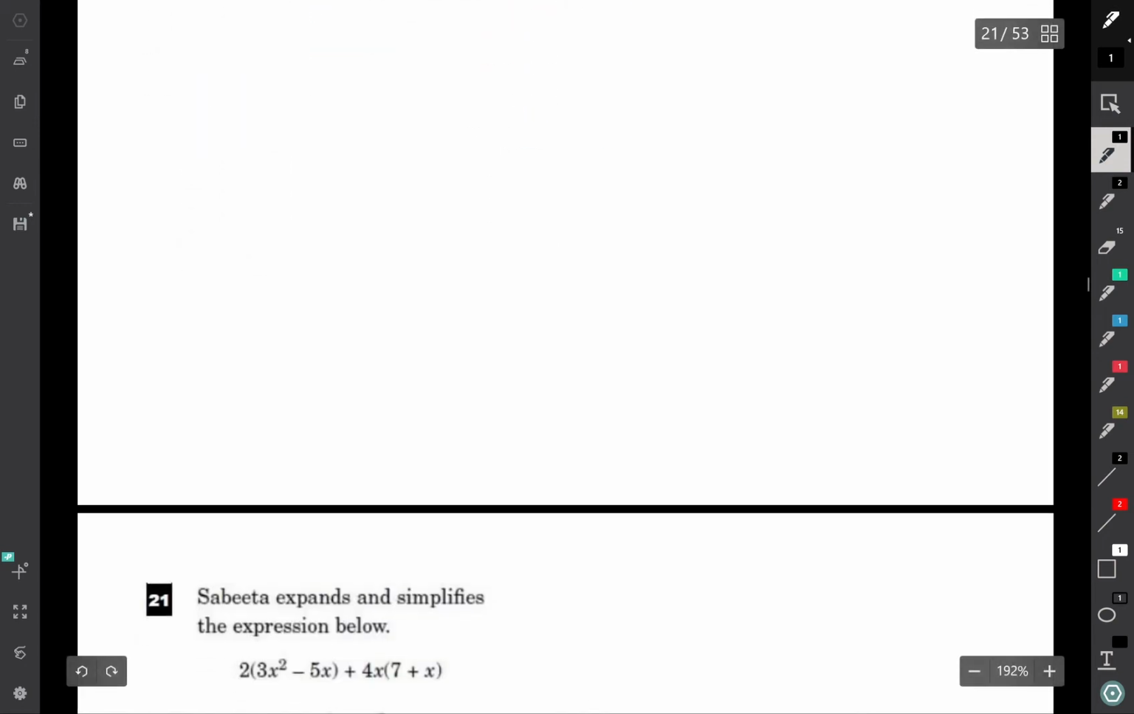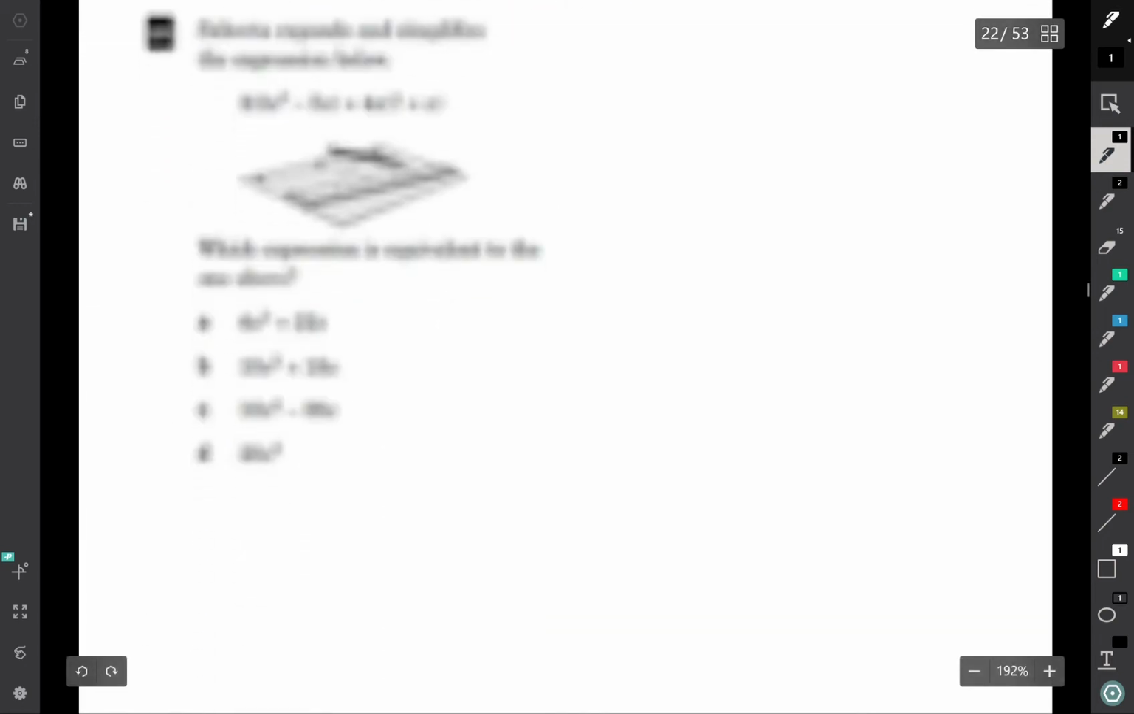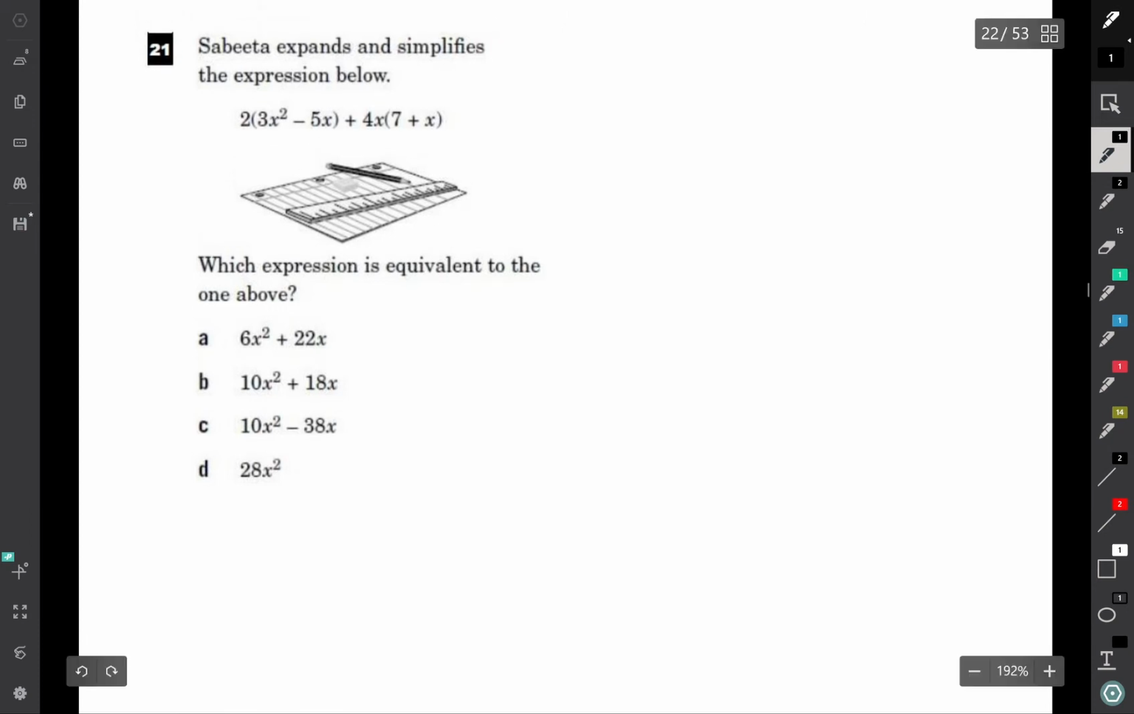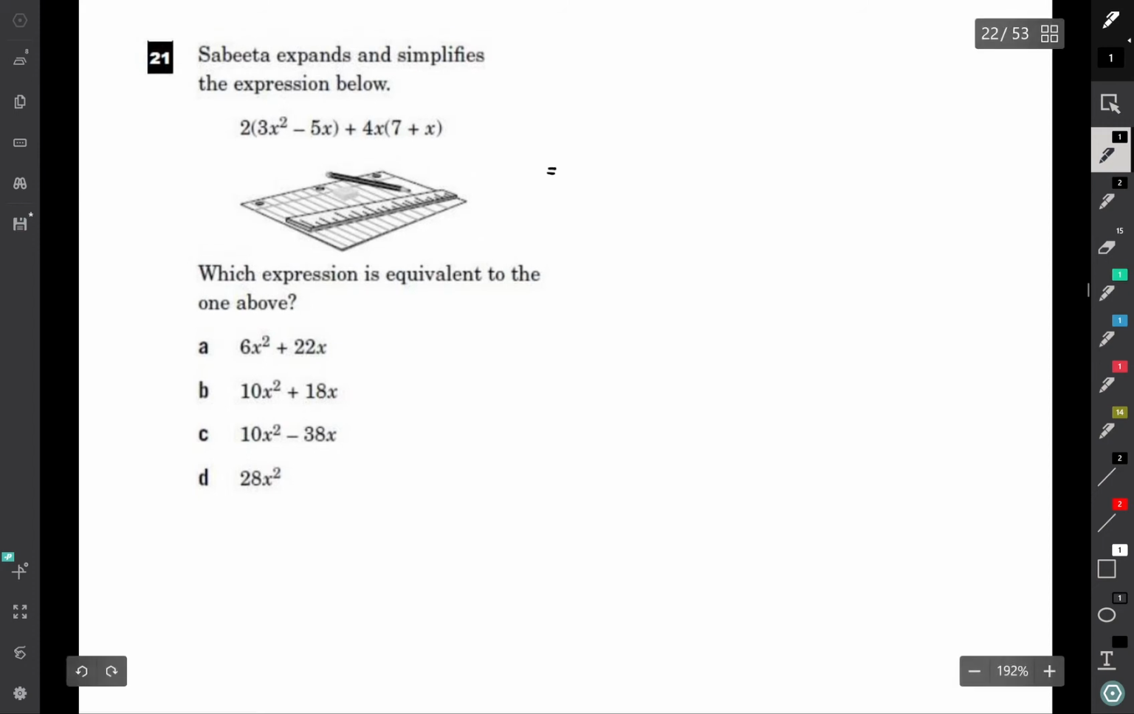Okay, 21. All right, so we have Shabita expands and simplifies the expression below. Which expression is equivalent to the one above? So again, we have to do some multiplying, some distributing, and then simplifying. Okay, so I'm just going to rewrite it like I always do. 2(3x squared minus 5x) plus 4x(7 plus x).